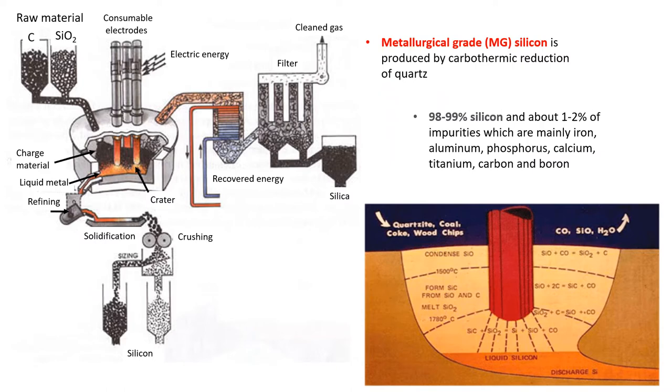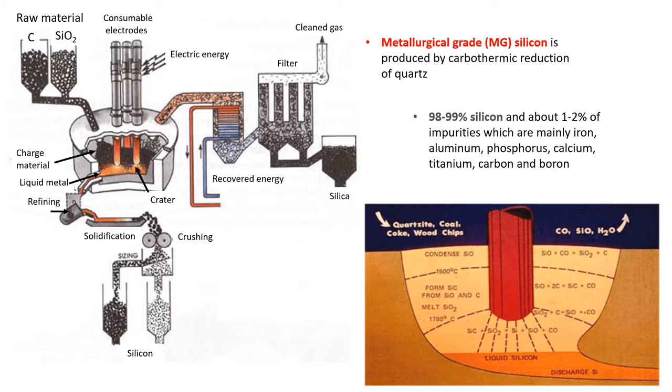Metallurgical grade silicon is produced by carbothermic reduction of quartz, which is a mineral found in abundance in the continental crust in the form of sand. Quartz is composed of reticular silicon dioxide. Here in the picture shown is the carbothermic reduction of silicon dioxide by heating it with carbon or graphite at a very high temperature of 1780 degrees Celsius.